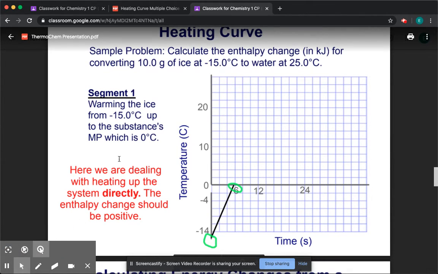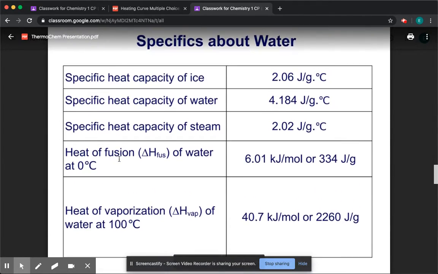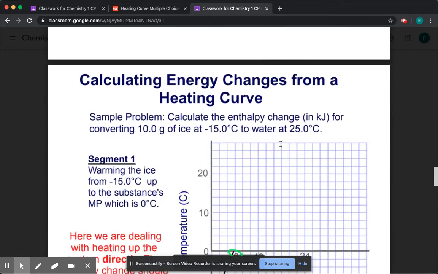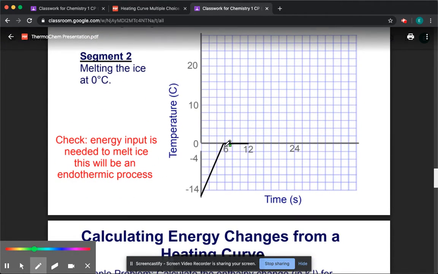Now that we're at 0, now we need to melt it. Melting requires energy. That will be this one right here, heat of fusion. We have to use this energy in order to melt it. So the temperature isn't going to go up. Notice how from here to here, we're the same temperature the whole time, but we have to use energy to melt it. So this is the second segment, we're melting it.